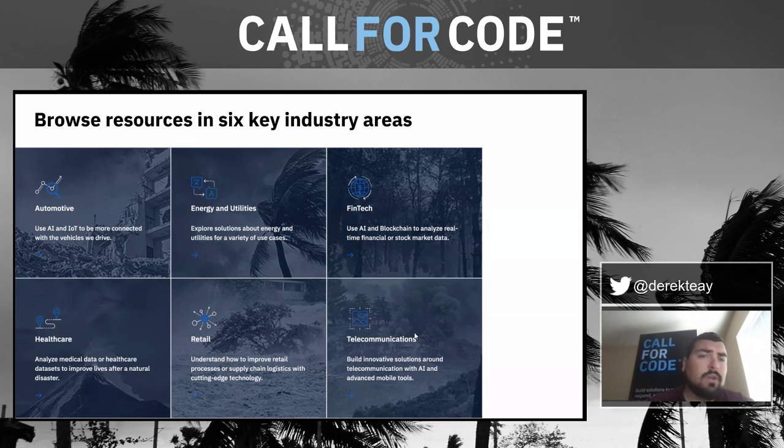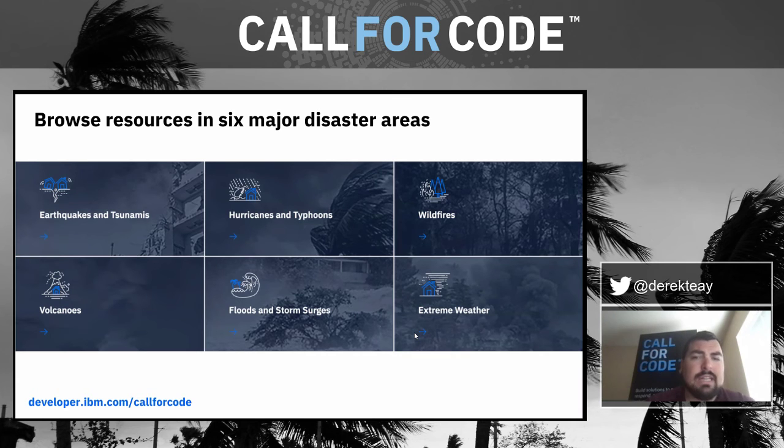We also showed the 6 industry areas as well: automotive, energy and utilities, fintech, healthcare, retail, and telecommunications. So if you're interested in looking at something from an industry perspective instead of just a technology perspective, that's a resource for you as well. And we have the 6 major disaster areas as well: earthquakes and tsunamis, hurricanes and typhoons, wildfires, volcanoes, floods and storm surges, and extreme weather. So whatever perspective you want to look at for natural disasters, there's something for you as well, whether it's by the technology, by the industry, or by the disaster itself.